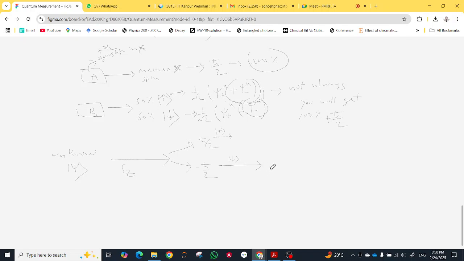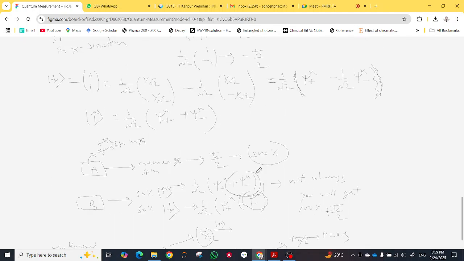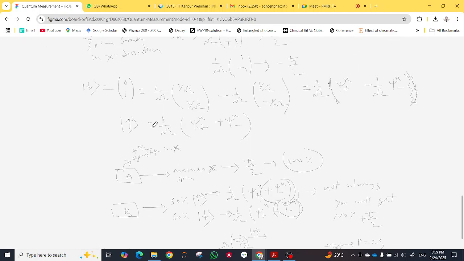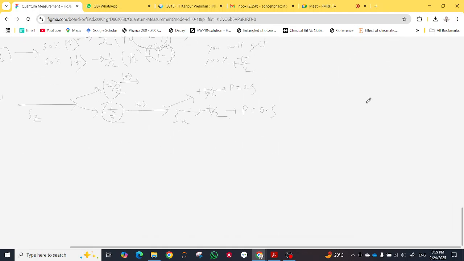If you measure here x, what will you get? You will get plus h cut by 2 again and minus h cut by 2 again. This has probability 0.5, this has also probability 0.5. The first ones may not have probability 0.5, because your state is unknown and you are measuring Sz. You may get h cut by 2 sometimes, and minus h cut by 2 sometimes, and in minus h cut by 2, if you measure Sx again, now you will get with half probability plus h cut by 2 and minus h cut by 2. Now we can certainly tell the probability is half because of this 1 by root 2 factor. The down state you can always write like this: 1 by root 2 psi plus x, 1 by root 2 psi minus x.